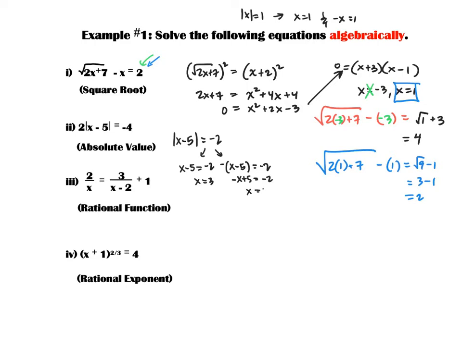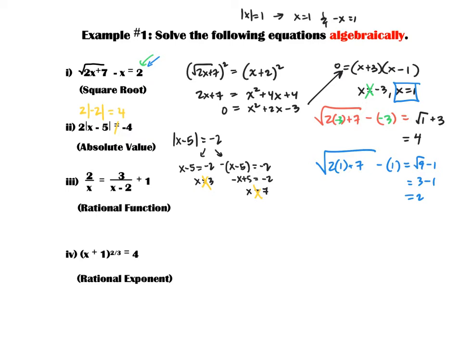Therefore, x would equal 7. Let's check and make sure that those are solutions. Potentially, it won't be. And I don't believe either of these are solutions. So if I plug in a 3, that would be 2 times the absolute value of -2. Well, that comes out to be 4. That's not equal to -4. So 3 is not a solution.